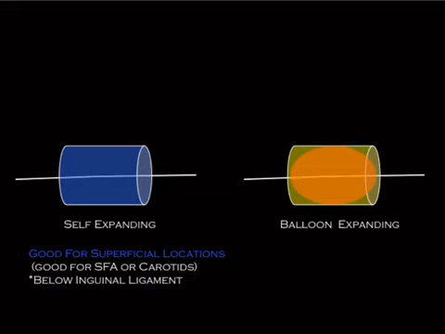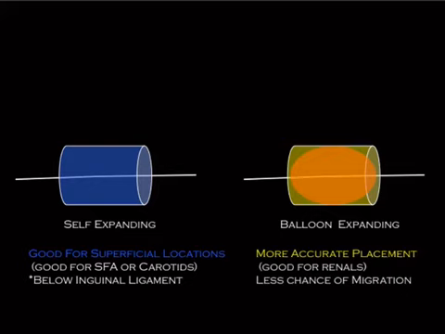Now, balloon expandables are better for more accurate placement. They're good in the renals, and there's less chance of migration relative to a self-expanding stent. Now, a balloon expandable stent, if you place that, let's say, someplace where it could get compressed, once it gets compressed down, it's down, right? But the self-expanding one, you can crunch it and it'll come back up.